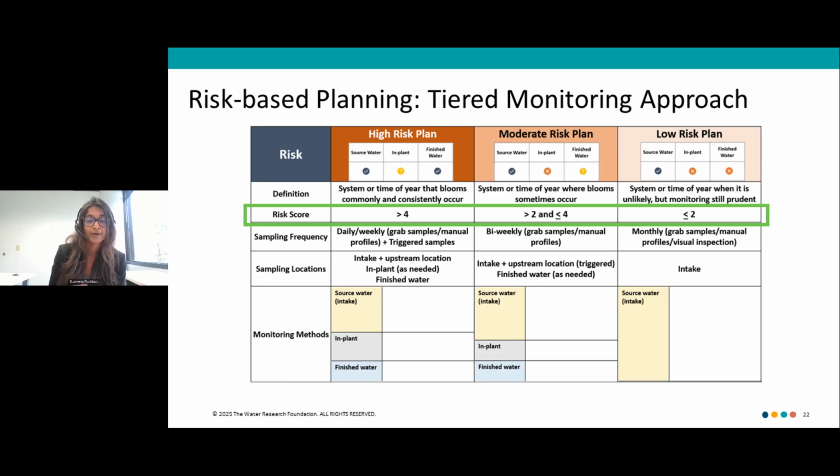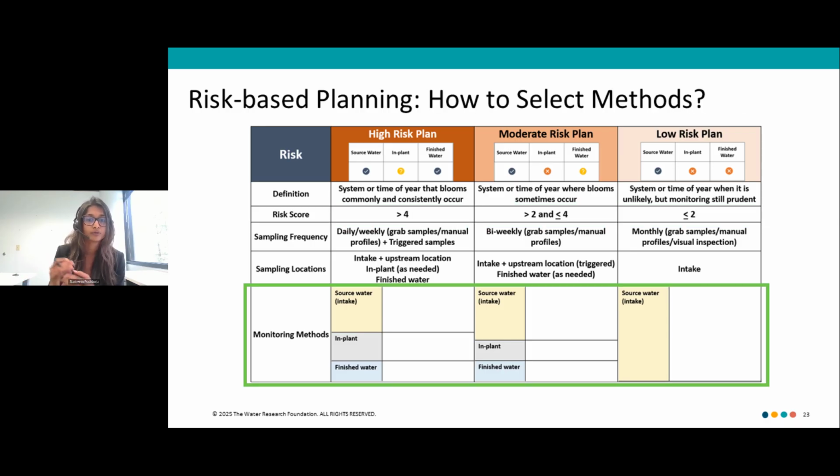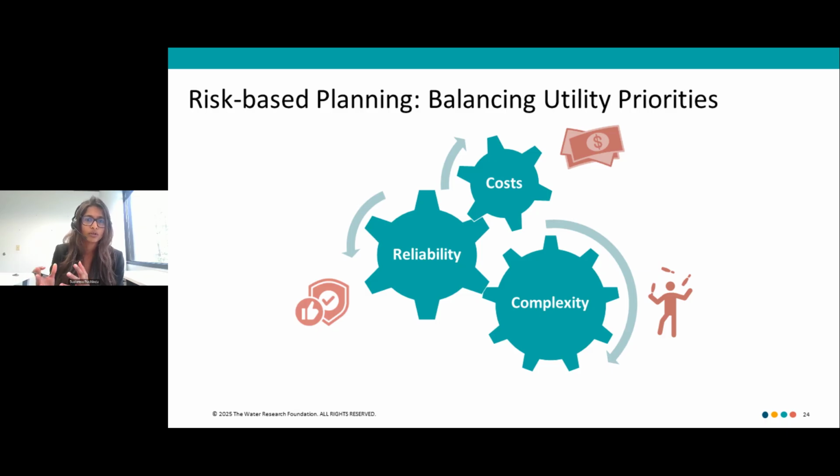And finally, what kind of monitoring methods you need to pick to measure the water quality indicators, cyanobacteria and cyanotoxins in source water, in plant, and finished water matrices. So before we jump into the methods, I wanted to show some key parameters that we looked at while including these method cards and developing the field guide, which is very important for utilities, as most of the times, depending on which risk level you are, you're always looking at costs. How much does it cost to develop these methods in-house versus sending these samples outside?